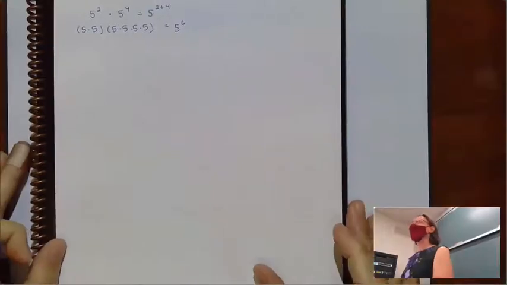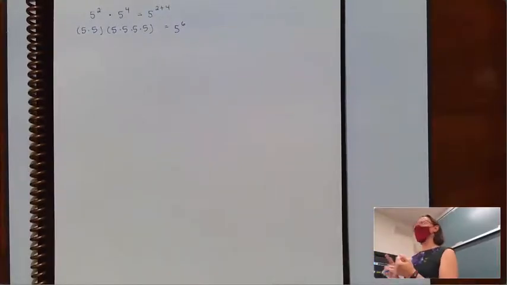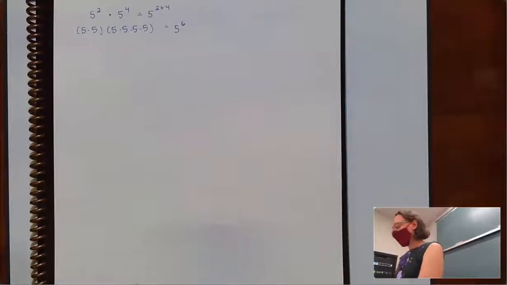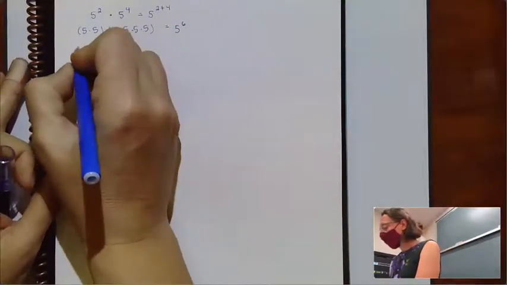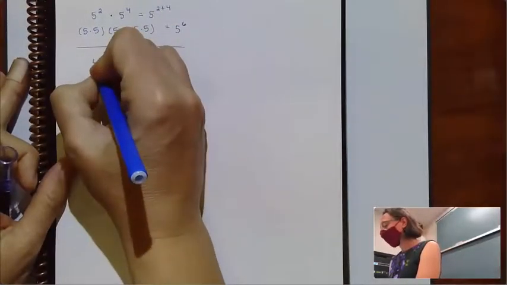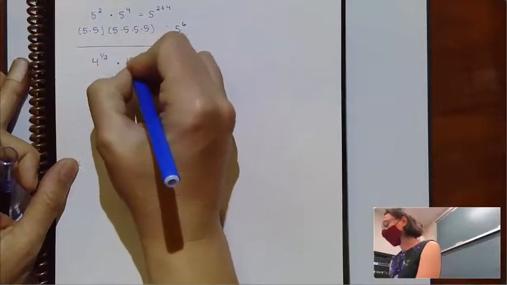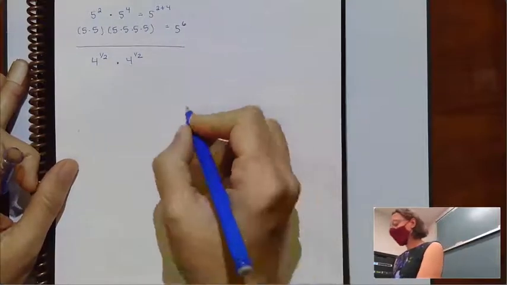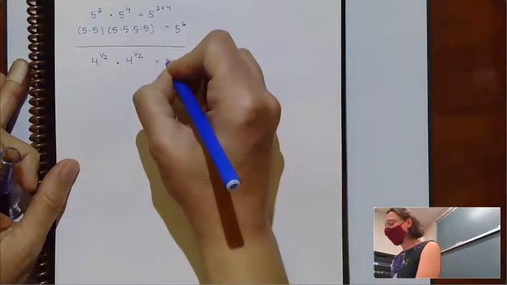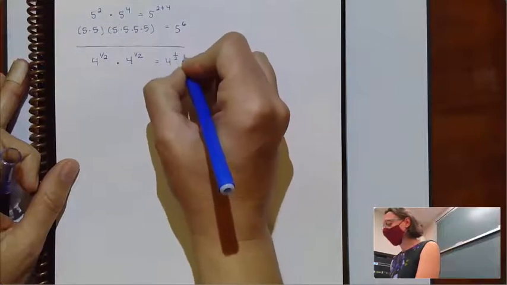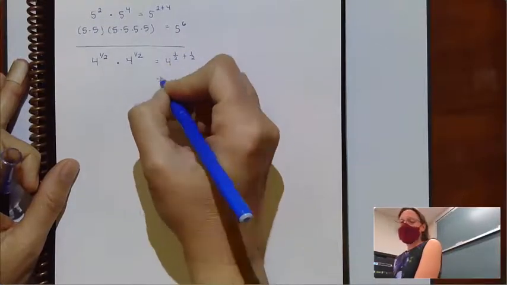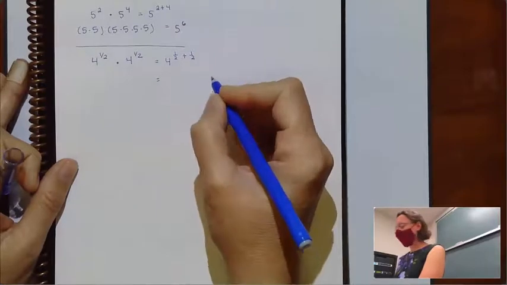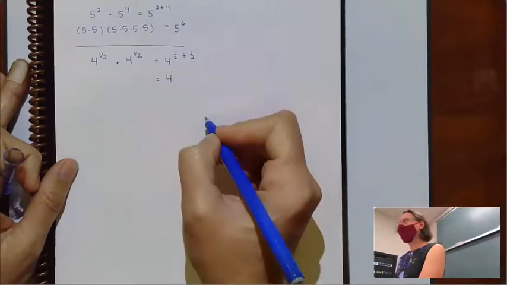Then we went on to talk about exponents being 0 and negative. And now we're finally coming back around to talk about exponents with fractions. So let's say that I had 4 to the 1/2 power times 4 to the 1/2 power. Well, our additive law of exponents would say this is 4 to the 1/2 plus 1/2, and 1/2 plus 1/2 is 1.